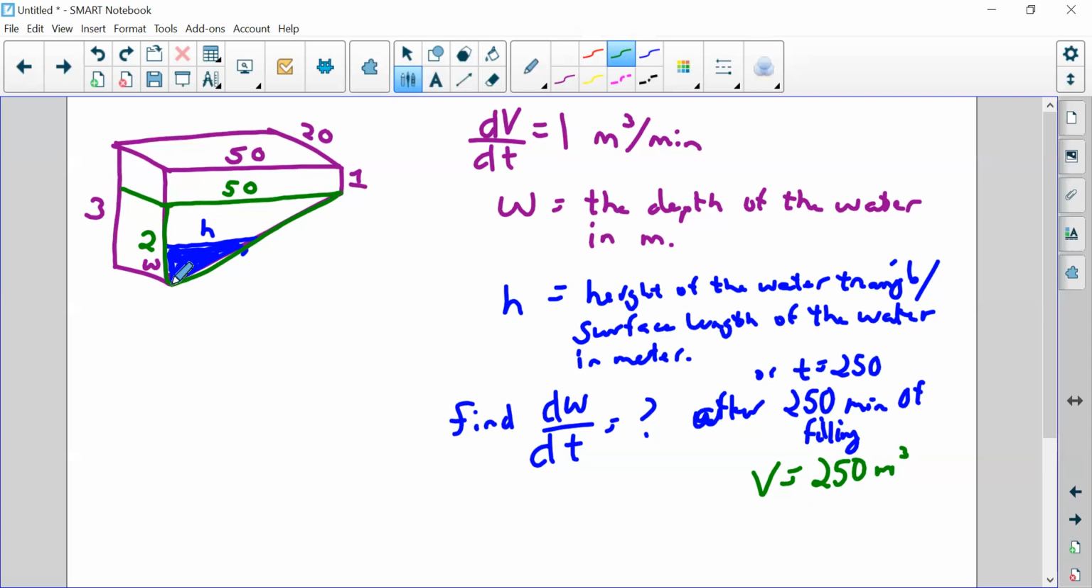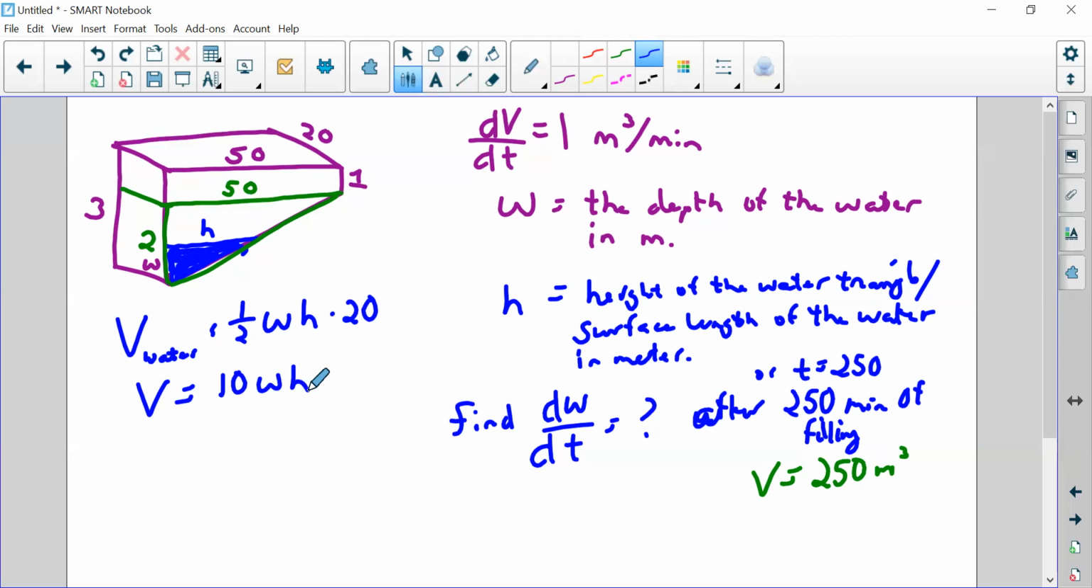How would I find the volume of the water? Let's start there. What's the equation for the volume of the water now? We just did the volume formula. So what would be our formula for the volume of the water? 1/2 base times height. So 1/2, what are our letters for base and height? W and H. So 1/2 W times H times 20. Okay, so that's our volume. So volume is equal to 1/2 of 20, that's 10 WH.